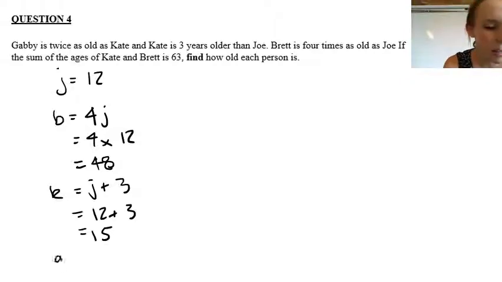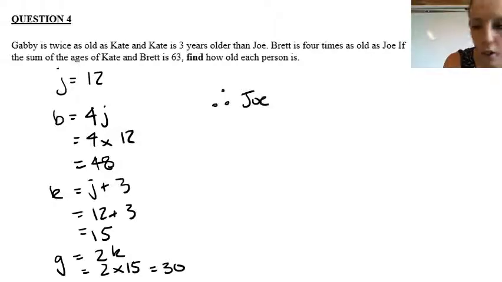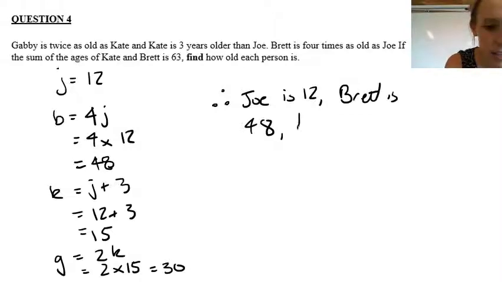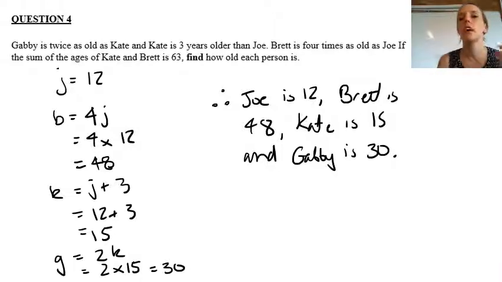And our lucky last one, Gabby, what was Gabby? Twice as old as Kate. She's 2 times Kate, and Kate was 15, so it's 2 times 15. I've run out of space, so I'm going to write beside, you would write below. Therefore, she's 30. Now, this is a maths question. It's a worded question, so we're going to write a worded answer. So therefore, Joe is 12, Brett is 48, Kate is 15, and Gabby is 30. So you can see if you break it down and start to write down what you know from the question, it's actually a lot more simple than what it initially comes across as when you read it.